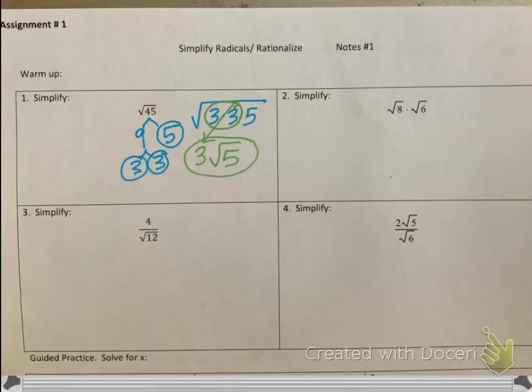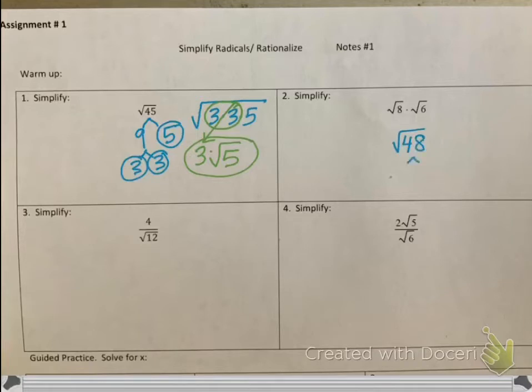You can always check your answer on a calculator by typing in the square root of 45 and look at that decimal and then type in 3 times the square root of 5, and they should be exactly the same decimal. For number 2, we're going to simplify this by multiplying 2 roots together. So in August, when we learned how to multiply roots, we said that you can multiply as many roots as you want by using one root symbol and then combining them together just by multiplying the inside numbers called the radicands. So 8 times 6 is 48.